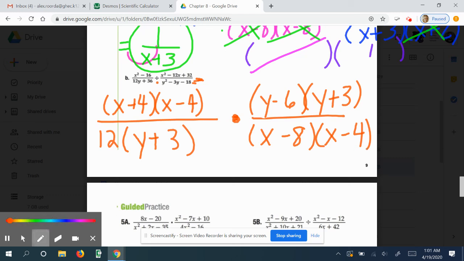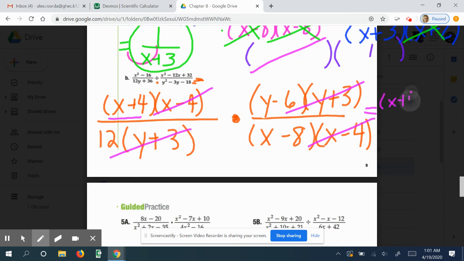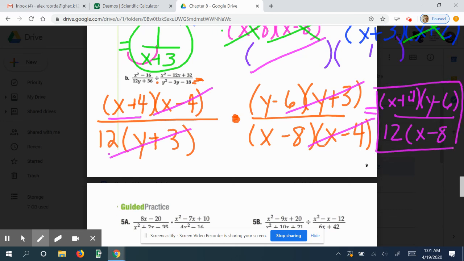Okay, now we can do our cross cancel, make our lives easy. And I see that x minus 4 and x minus 4 cancel. And y plus 3 and y plus 3 cancel. And so what I'm left with is x plus 4 and then y minus 6 on top over 12 times x minus 8. So this is our final answer. Okay?